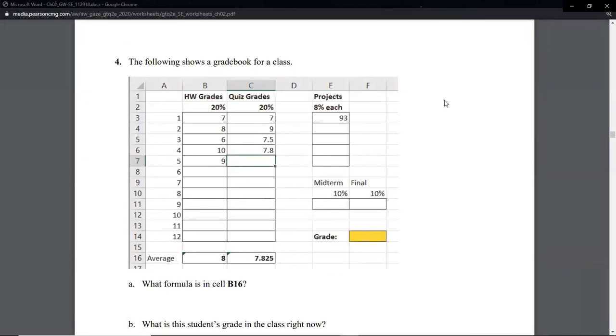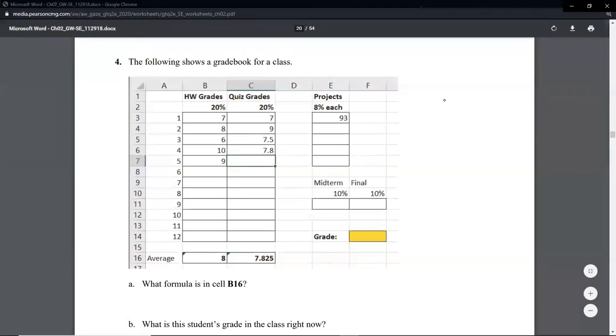Look at these homework grades, 7, 8, 6, 10, 9. These sound awful, but what that probably means is these homeworks are based on a 10-point scale. If I don't see anything over a 10, I'm going to assume the student isn't doing terrible. I'm going to assume that was a 70, an 80, a 60, a 100, and a 90. Same for the quizzes, a 70, a 90, a 75, and a 78. So that's something to consider with these averages. The average isn't really an 8 and a 7.825. When you think about everything on a 100-point scale, which makes our brains hurt less, this is really an 80, and this is really a 78.25.